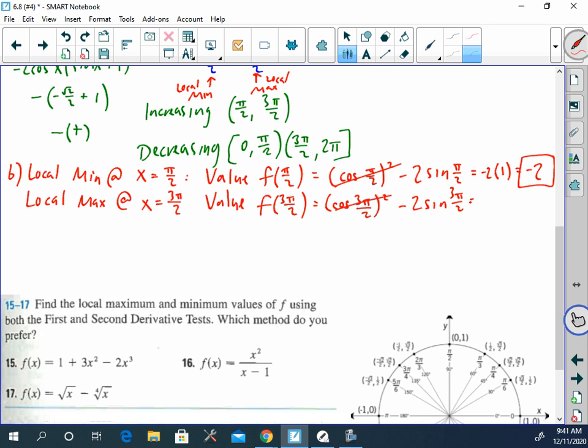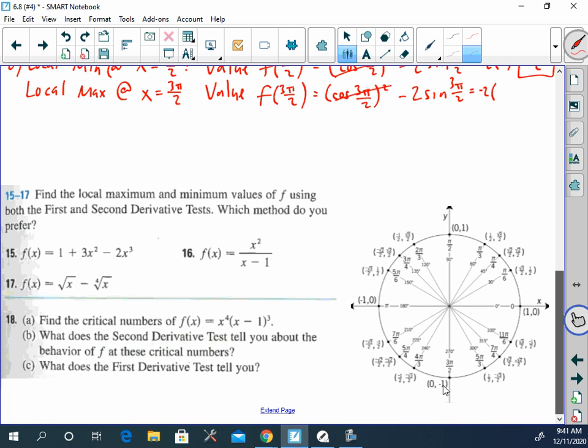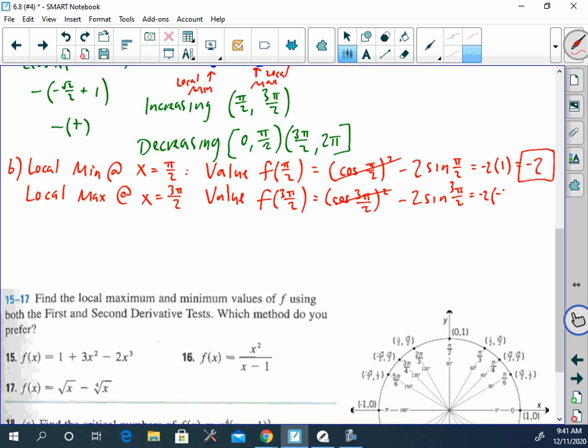And then here we've got negative 2 and sine of 3 pi over 2. Okay, 3 pi over 2 on your unit circle down here. And the y-coordinate would be a negative, right? So we got negative 2 times negative 1, which gives us 2 for our local max value.